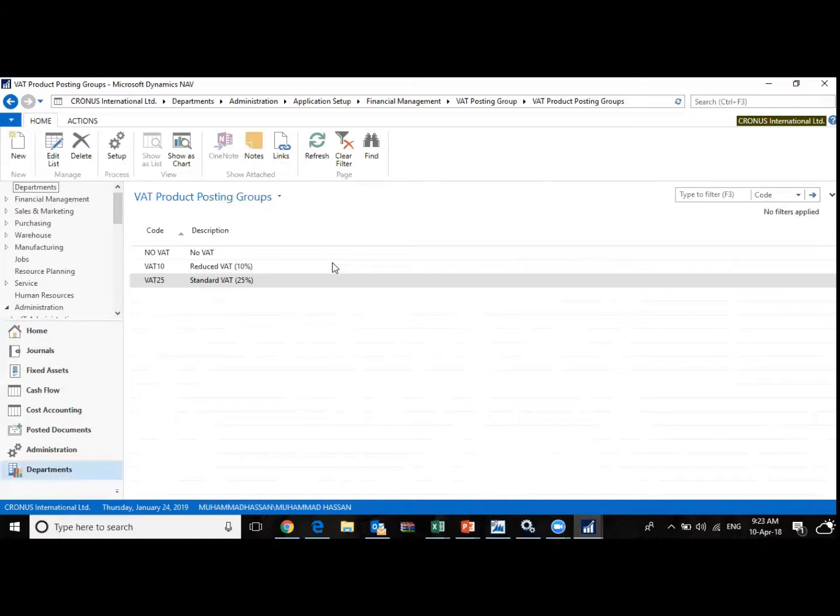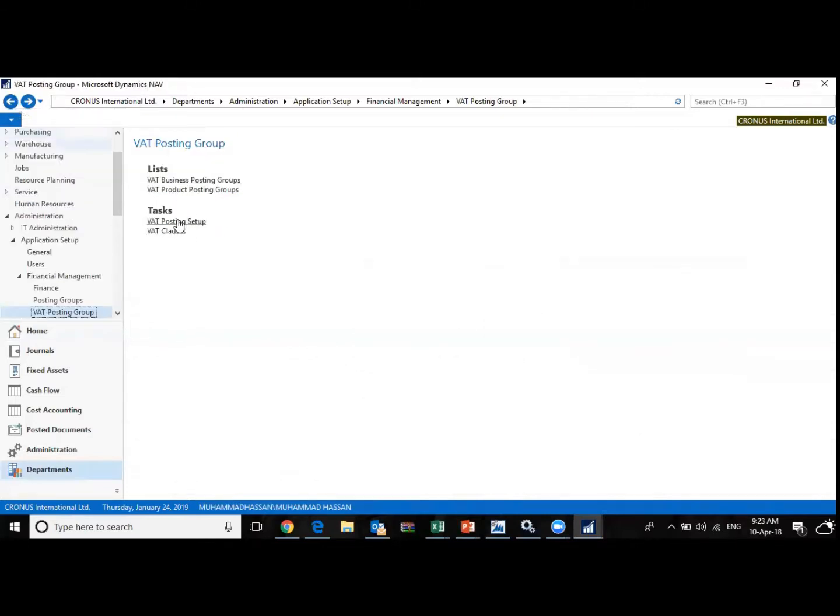Okay, so now this is dependent on what kind of VAT you have in your country for a certain type of products. So in Saudi Arabia, we have only one type of VAT. We have only VAT 5%. Okay, so naturally you'll have only 5% VAT. Okay, so no VAT means that this item or whatever is linked to this VAT product posting group is excluded from the VAT. Okay, it will not calculate any VAT for this item. Okay, so these are your VAT business posting group and your VAT product posting group.